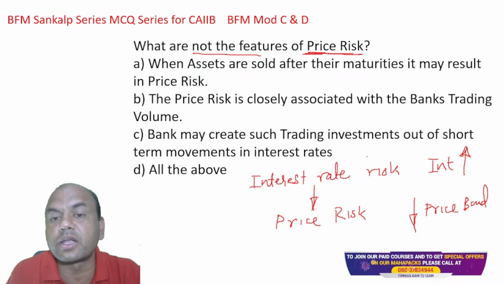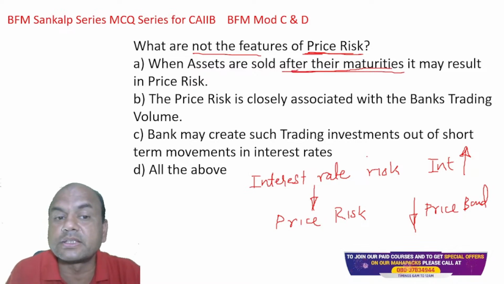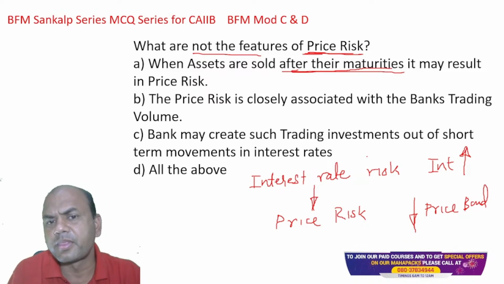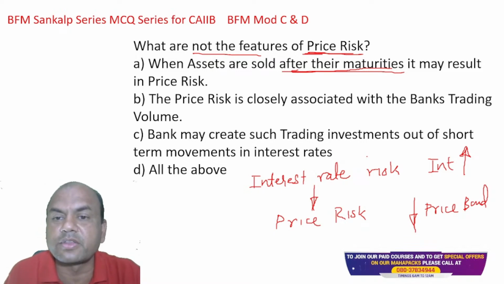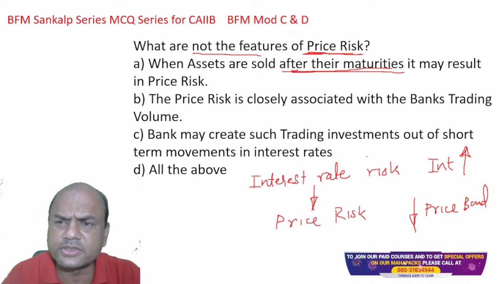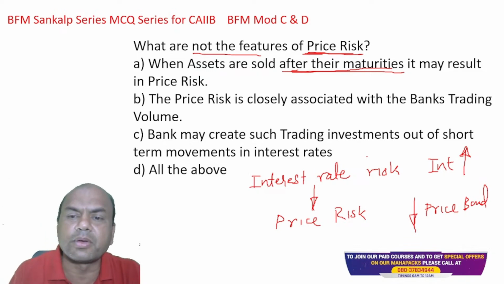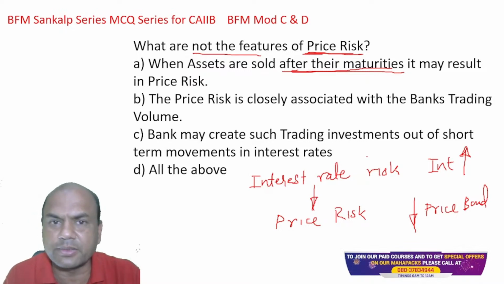When the assets are sold after their maturity, it may result in price risk. So assets are sold after their maturities, okay. So it may result in price risk. Is it so? When assets are being sold after their maturities, I'm holding those maturities with me. So it may result in price, meaning the price may go up or down. Is it so? It will never, because after the maturity means what? Whatever is the final amount, I've got it over there. Now, when do I take it? That's a separate aspect altogether.